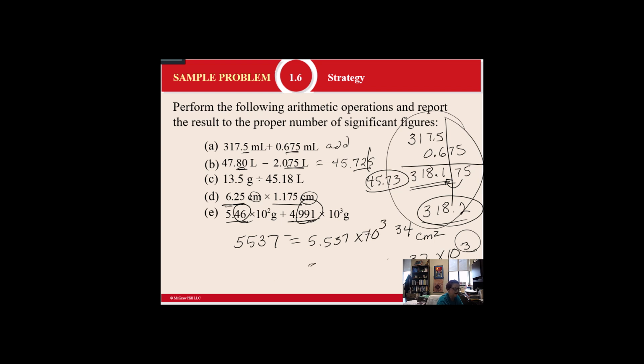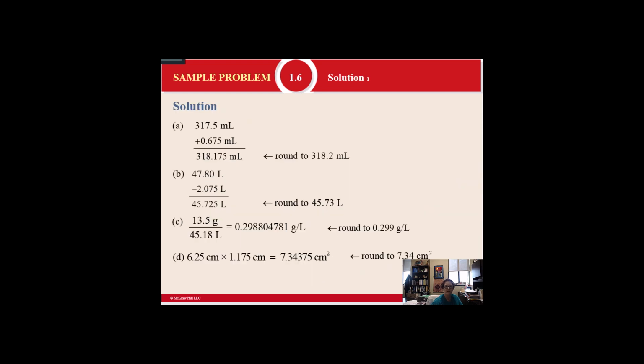Some of y'all might want to say 5.54 times 10 to the third. Which one do you think is right? Depends on how you work it, and it depends on your measurements, but you really should have 3 in my opinion. But the book says 5.537. Go figure.